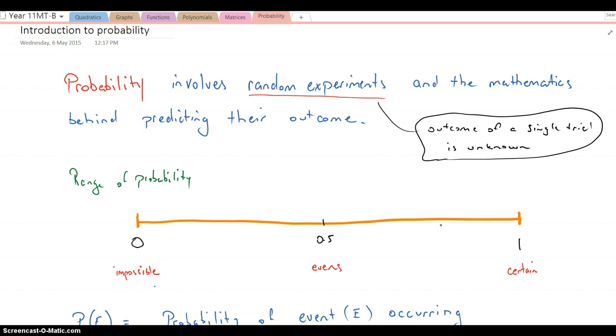0 being impossible. We're not going to deal with too many things that are impossible, but occasionally we will be asked to find out what's the probability of rolling a 7 on a 6-sided die numbered 1 to 6, for instance. That would be impossible, so that would be a probability of 0, but mostly we're going to be dealing with probabilities between 0 and 1, 1 being certain. There aren't too many certainties in life, and so we won't encounter too many situations where our probability is 1, but it's possible, 0 to 1.